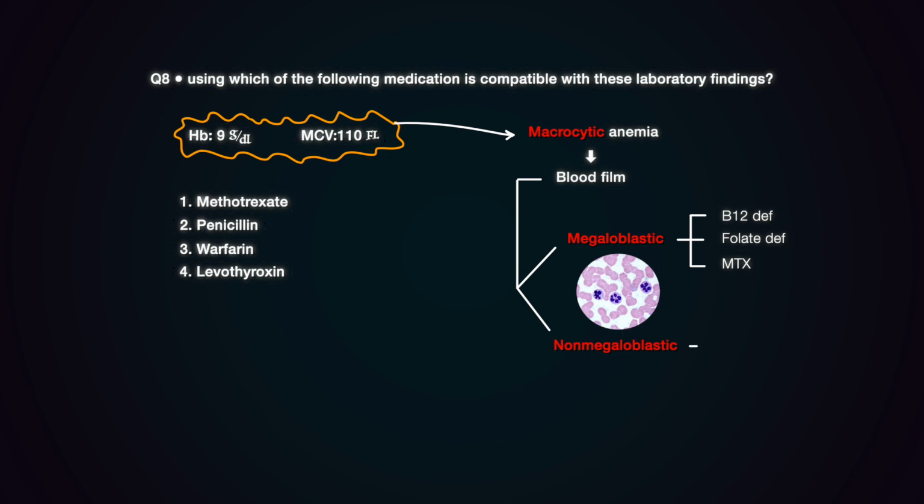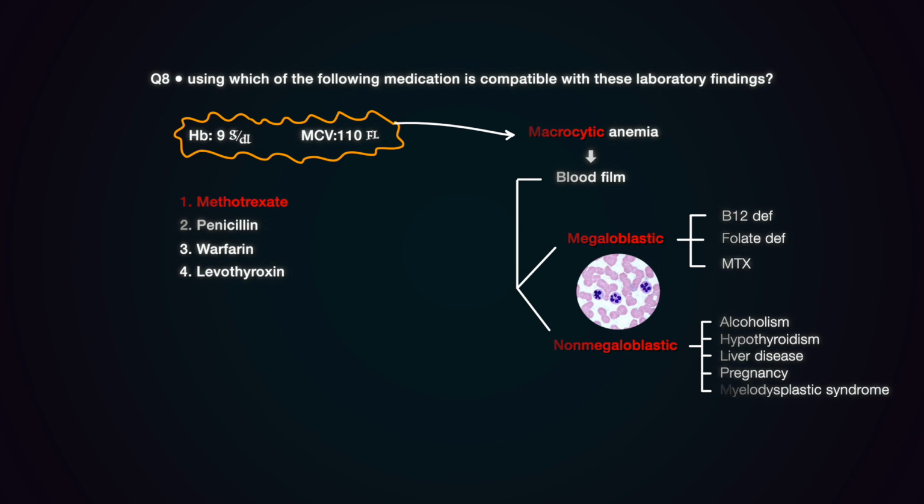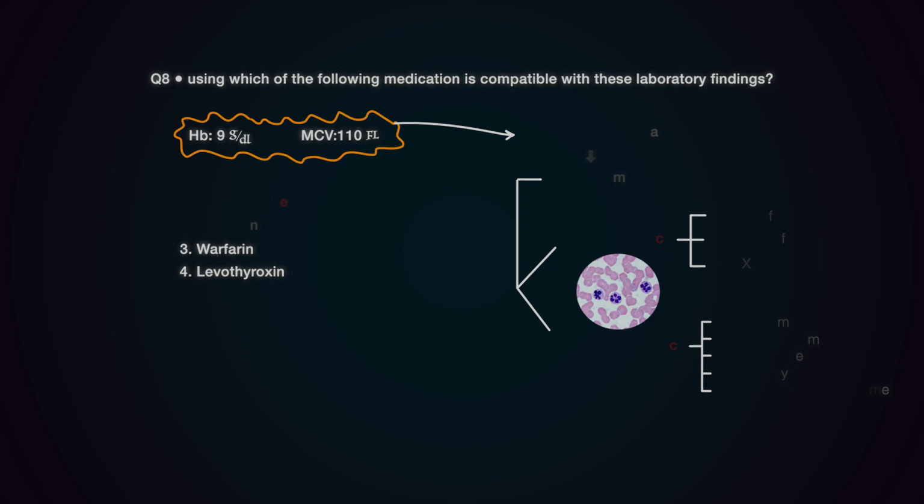This group includes alcoholism, hypothyroidism, liver disease, pregnancy, and myelodysplastic syndrome. So the correct answer is option 1. Other drugs except methotrexate that can cause megaloblastic macrocytic anemia include phenytoin, barbiturates, and pyrimethamine.